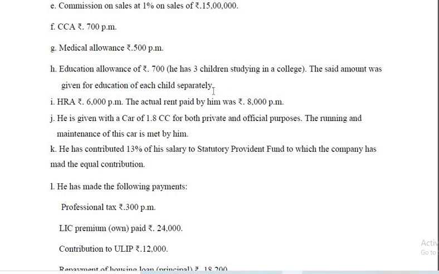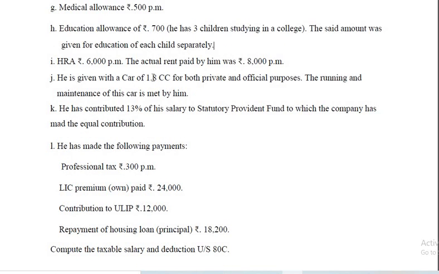So we'll come to the computation part later. He is given a car of 1.8 cc for both private and official purposes. The running and maintenance of this car is met by him. So 1.8 cc means it is a big car. If it is more than 1.6 cc, then it is considered to be a big car, and this is used both for private and official purposes. And the running and maintenance expenses are met by the lessee.